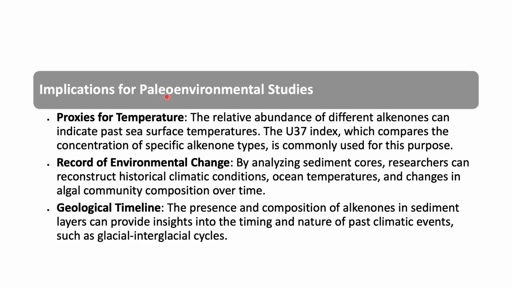So what are the implications in paleoenvironmental studies? These are proxies for temperature, so they are extremely good. The relative abundance of the different alkenones can indicate past sea surface temperature. The U37 index, which compares the concentration of specific alkenone types, is commonly used for this purpose. We can also record the environmental change. We can also study this using a geological timeline. Basically, the presence and the composition of alkenones in sediment layers, not in one particular region but in multiple layers, can provide insight into the timing and nature of past climatic events such as glacial-interglacial cycles.